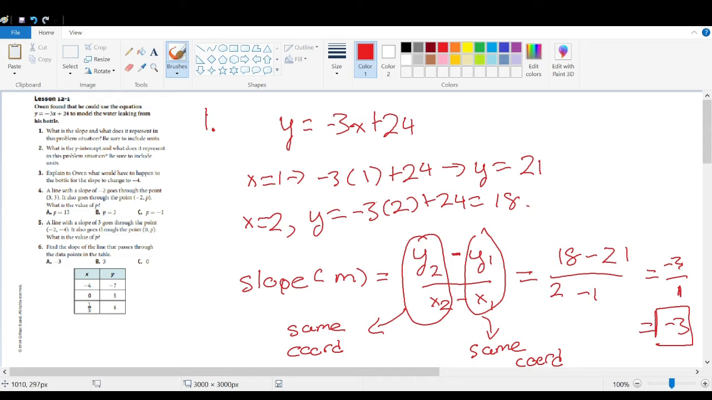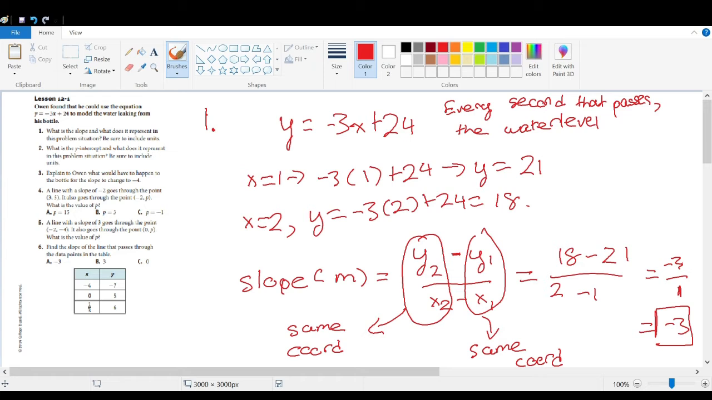I'm going to assume that x is in seconds, so how many seconds have passed since the hole was created, and y is in centimeters, how high the water level is. So I'm going to say slope means every second that passes, the water level.